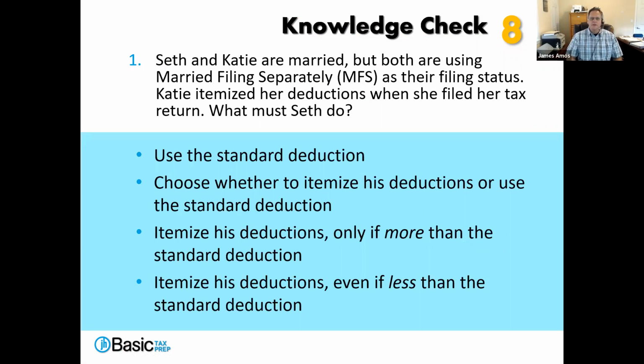Seth and Katie are married. They're both using MFS on their filing returns. Katie itemizes her deductions when she filed her return. What must Seth do? Itemize deductions. Doesn't he itemize his deductions too? Yep, he has to. He has no choice. He has to itemize his deductions, even if it's less than the standard deduction, because when you're filing MFS, remember from the standard deduction sheet that if you're MFS and one spouse itemizes, the other spouse has to itemize because you get $0 standard deduction in that situation.